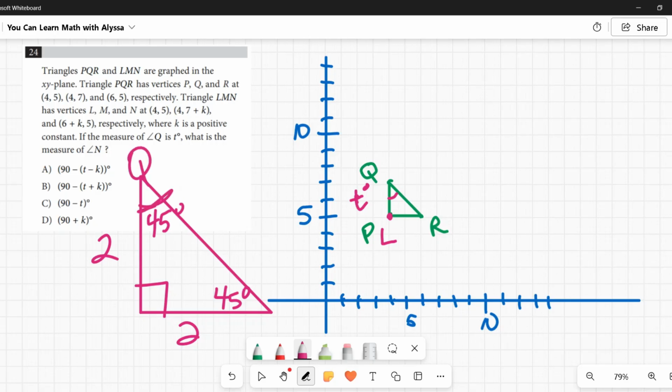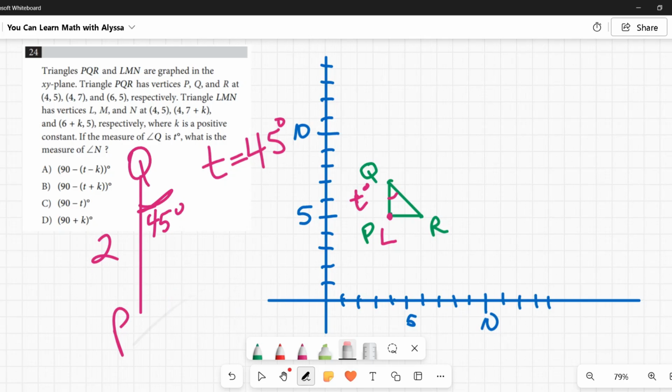This is Q, there's P, there's R. So I already know that T is 45 degrees. Okay, but we're not being asked that. We're being asked, what is angle N? All right, so let's draw on what we think this must be.